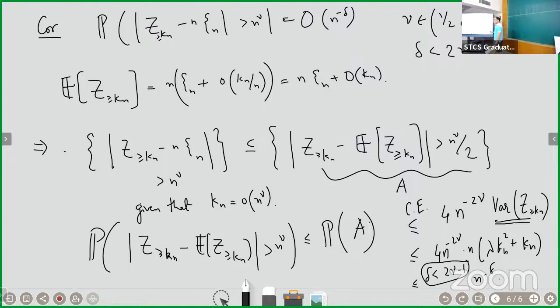Lambda times kn square plus kn. And all of it is dominated by n to the minus delta as long as delta is strictly less than 2 nu minus 1. So we got what we want. That the probability that Z deviates from n times the success probability of this chain by more than n to the nu is small. That's all. So essentially, with high probability, you can say it is less than that. That's how we want to use it.